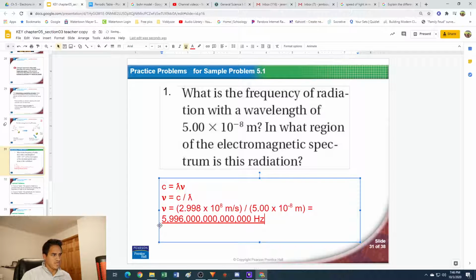Let's put this in scientific notation, though, because it's kind of weird to work with this giant number. In scientific notation, it's going to be 5.996 times 10 to the 15th hertz. Okay, so this is our better answer. This is our frequency.